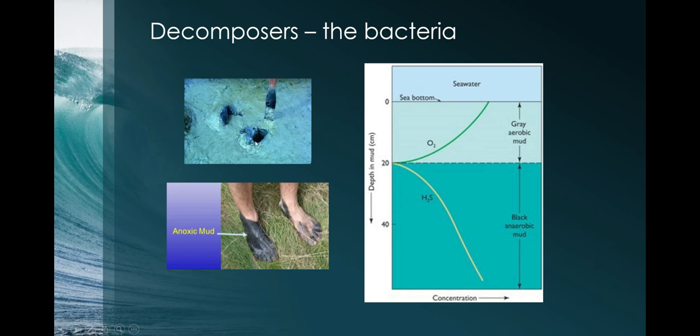This is what this looks like. The very, very top, you can see a thin layer of gray mud. That's the aerobic mud. But the black, that's anaerobic, and that smells like rotten eggs.